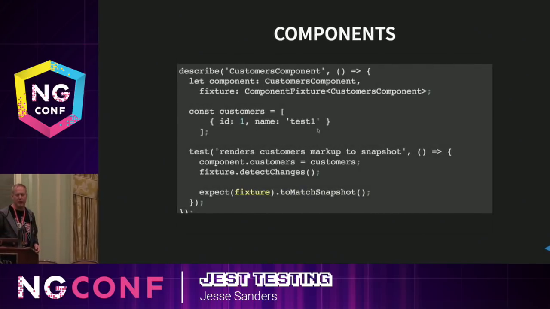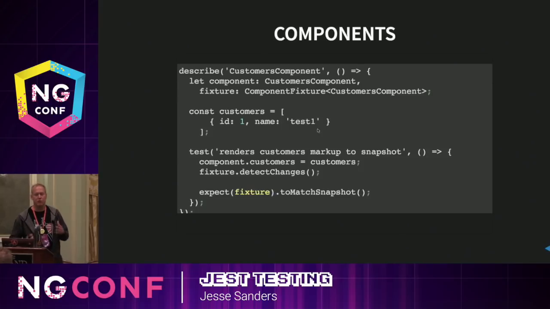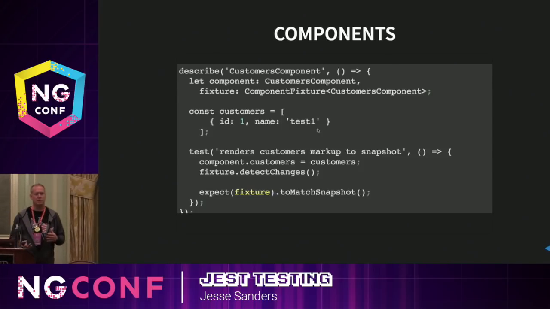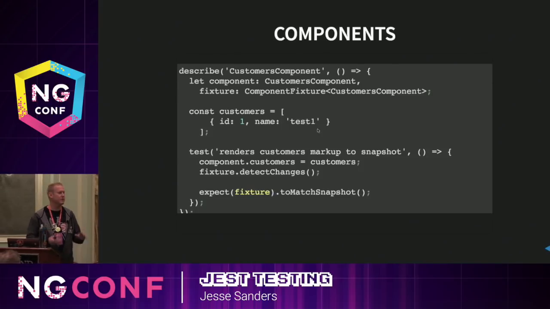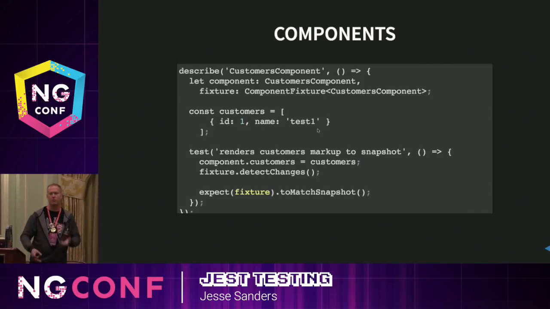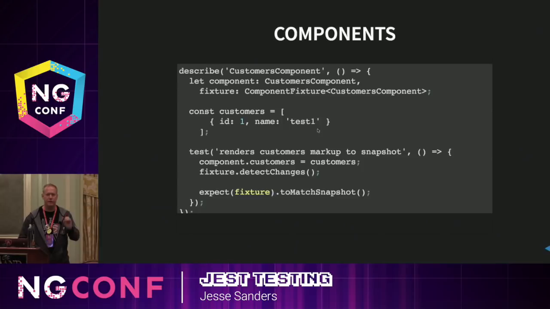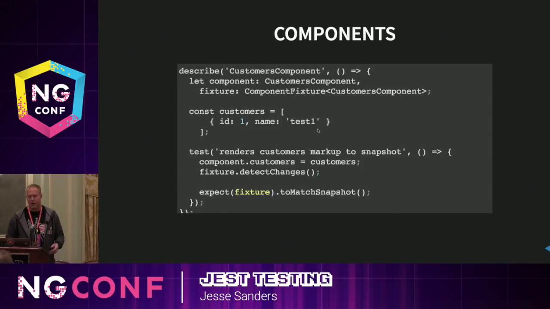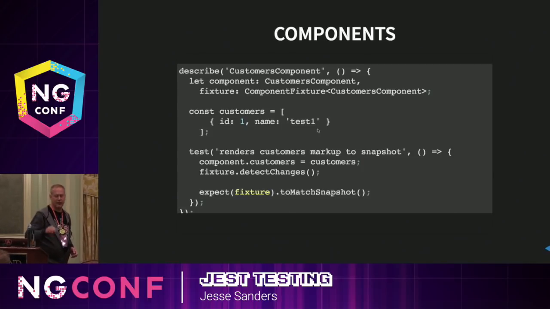So really quick here, we're going to wrap up. The components is the other really powerful piece. So this allows me to go ahead and take a component. When you think about components, especially presentation components, they're deterministic. Based on a given state, they will render the same exact way every single time. So knowing that, I can go ahead and pass an array of customers and set that on my component, call fixture detect changes, and now expect my fixture to match the snapshot.